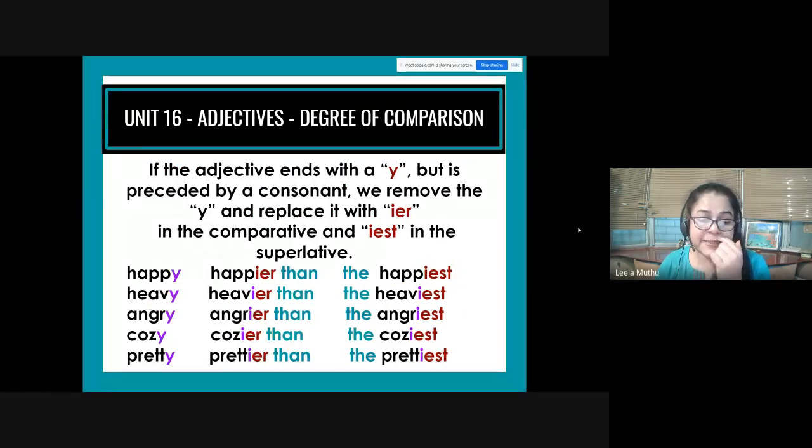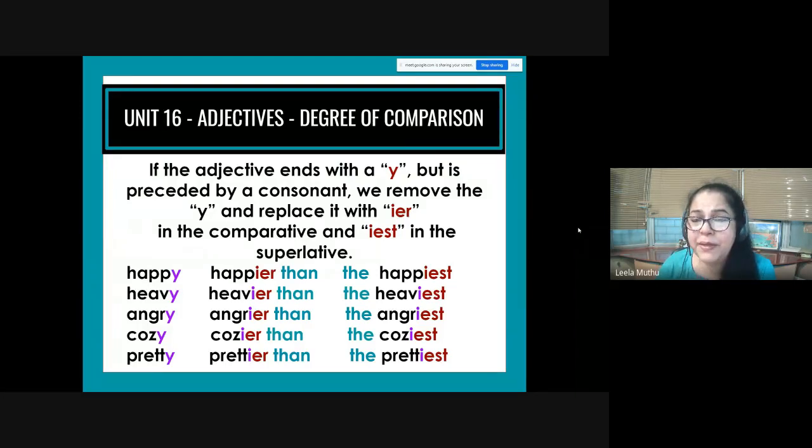Now look at these words. When the adjectives end with Y, the spellings in the comparative and superlative don't follow the same rule, if there is a consonant before the Y. Now look at all these words on the left: happy, heavy, angry, cozy, and pretty. Look at the Y in the last letter of each adjective.